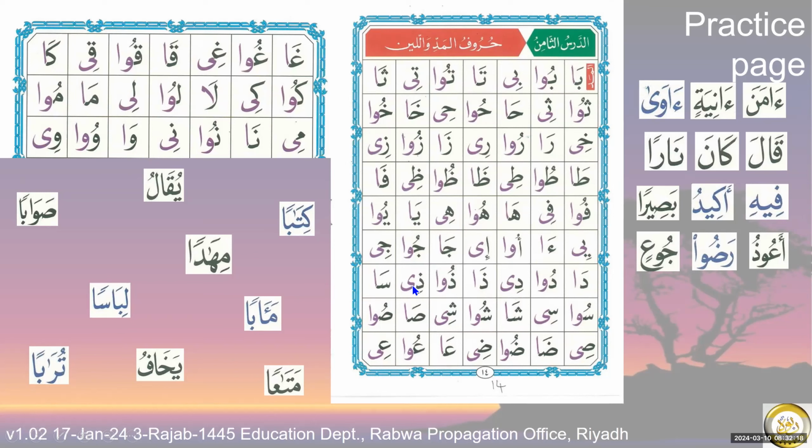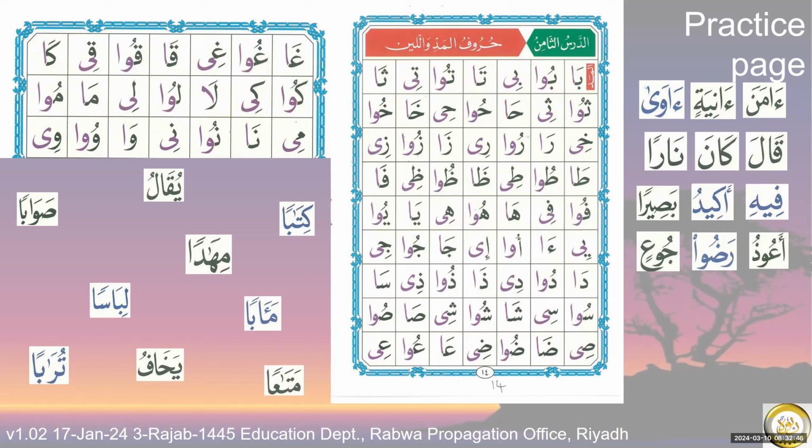Za, zu, zi. Sin fatha alif, sa. Sin dhamma waw sukun, su. Sin kasra ya sukun, si. Sa, su, si. Shin fatha alif, sha. Shin dhamma waw sukun, shu. Shin kasra ya sukun, shi. Sha, shu, shi. Sad fatha alif, sa. Sad dhamma waw sukun, su. Sad kasra ya sukun, si.